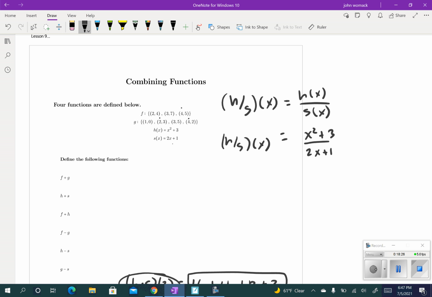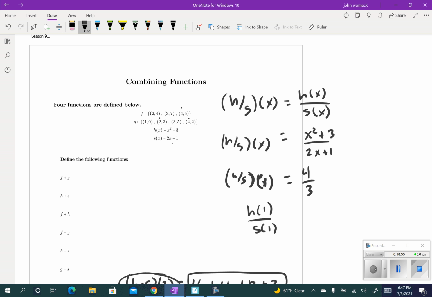Now, if I ask you to put a number in, we could do like 1. Plug 1 in there, right? So all that means, plug 1 in, I'd get 1 plus 3 is 4. 2 times 1 is 2, plus 1 is 3. I end up with 4/3 right there. Now, by the way, that would be the same thing as up here. I could have just done what is h of 1 divided by s of 1. You get the same answer, right?